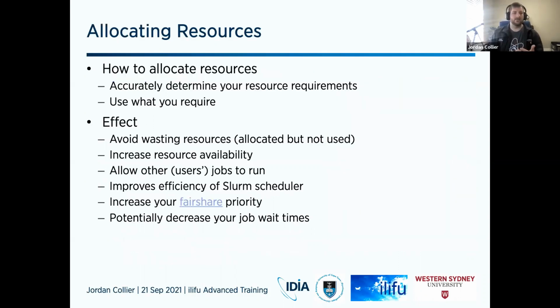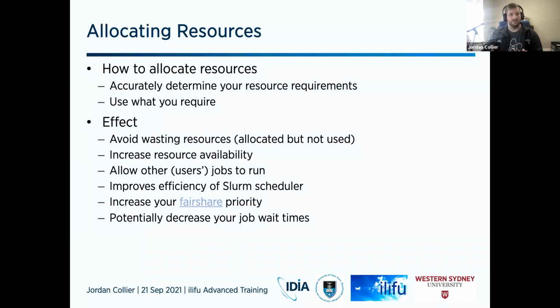So the way to allocate resources is to accurately determine your requirements and then to use what you require. The effect of that is that you avoid wasting resources that are allocated but not used. You can increase resource availability overall on the cluster, and you can allow other jobs to run, including your own or other users' jobs. It improves the efficiency of our Slurm scheduler, which basically schedules all of the jobs according to their requirements and the availability of resources. And so if you accurately determine your resources, it's much more efficient. And it also increases your fair share priority.